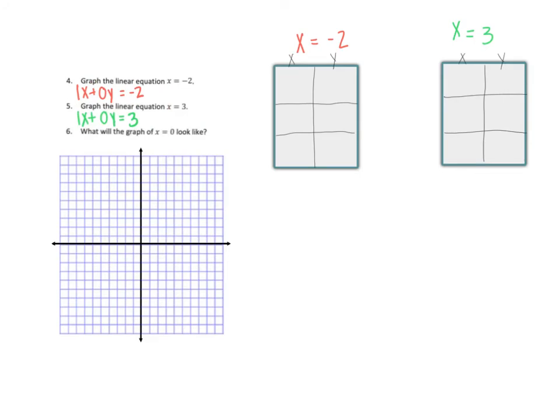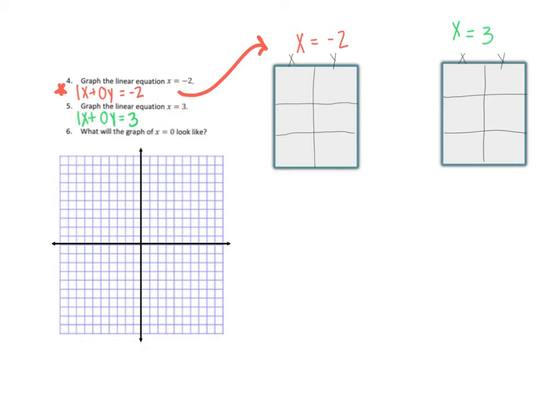Okay, so now that we've practiced a little bit, or you've at least witnessed me show you how to graph these equations where we just have one variable equaling a number, I want you to try numbers 4, 5, and 6. You'll see that number 4 says graph a linear equation x equals -2. I've gone ahead and turned this into standard form off to the right side. So that's the same as saying 1x plus no y's equals -2. What I want you to do is to fill out this table. Choose 3 values and plot these on your coordinate grid.